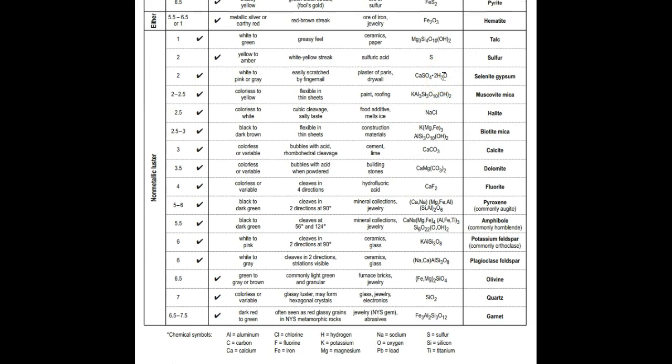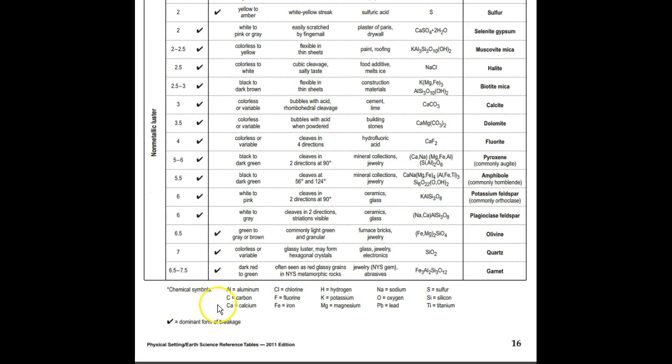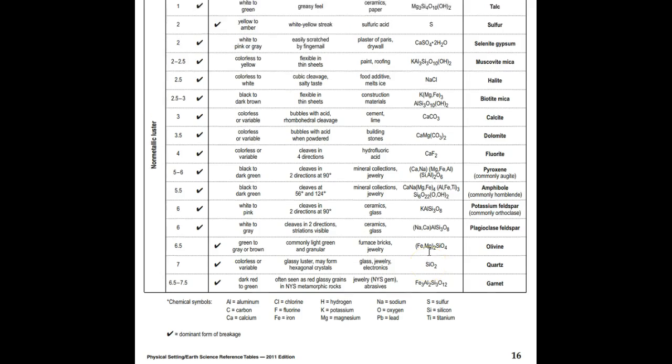Now, if you don't know what each and every one of these symbols stands for, if you go down to the bottom of the reference table sheet, you'll see chemical symbols. So if you're not familiar with your chemical symbols, it's okay. Just look at the bottom of the sheet.